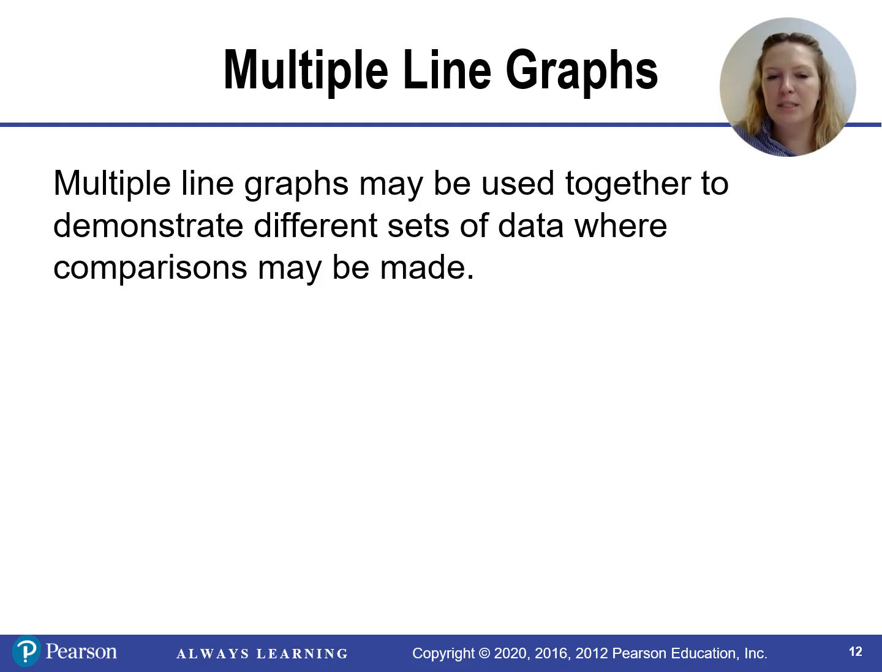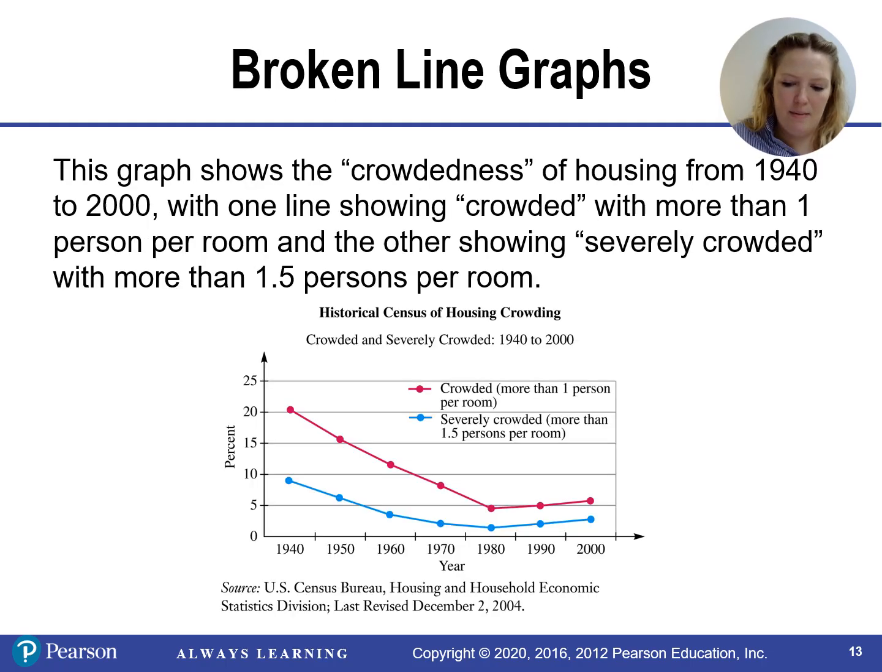Another way we can represent data to compare two sets of data is with a multiple line graph. For example, we might want to know about the crowdedness of housing between 1940 and 2000. One line shows crowded being defined as more than one person per room, and the other shows severely crowded with 1.5 persons per room. So we can compare how those trends have changed.